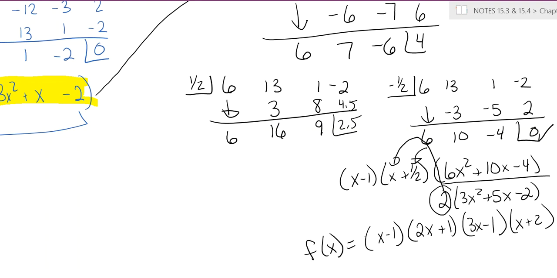So I factor this down. And again, we're going to be using these: x equals 1, x equals negative half, x equals 1/3, x equals negative 2. We're going to use those to help us graph and obviously then to solve.